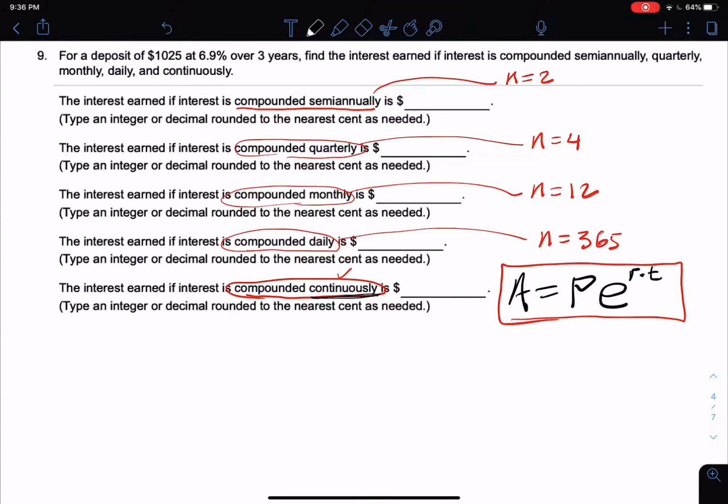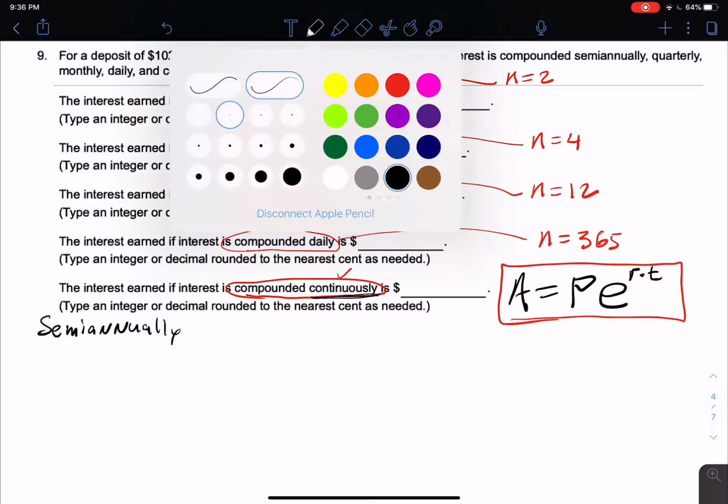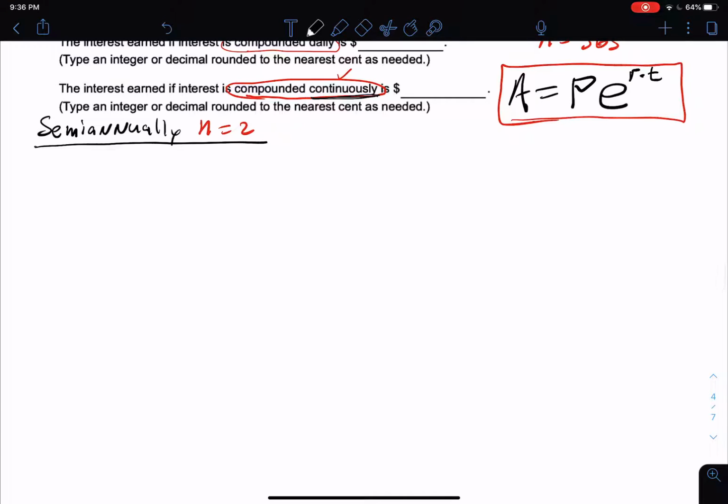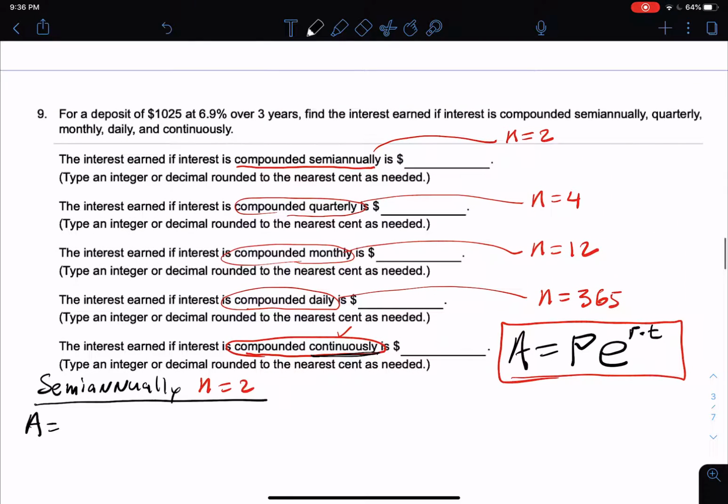Let's label this as semi. So semi-annually, and we already noted that means that n equals 2. So we're doing this first problem right here. And what does that look like? Well, it looks like this. The future value of that money, if you start with $1,025, annual interest rate is 6.9% over 3 years. And then what's changing is these compounding periods.